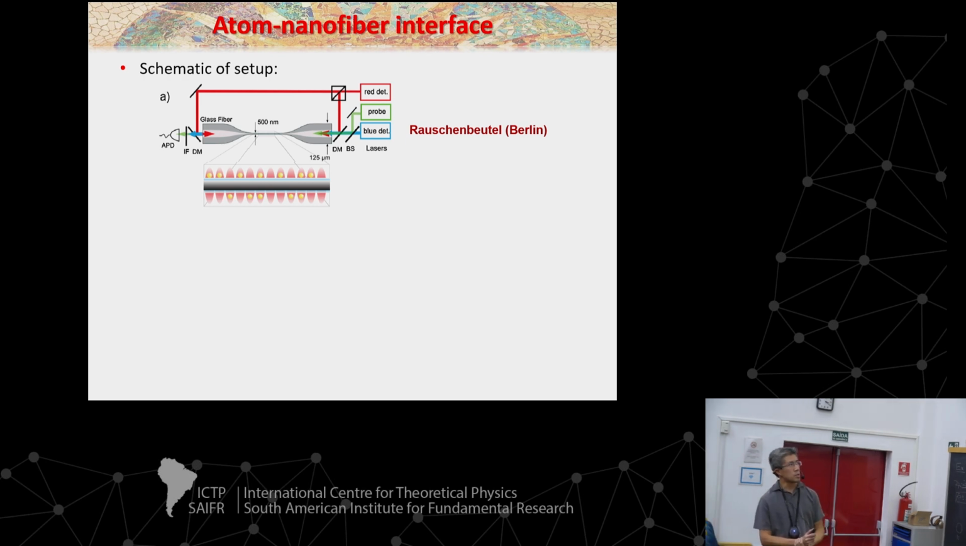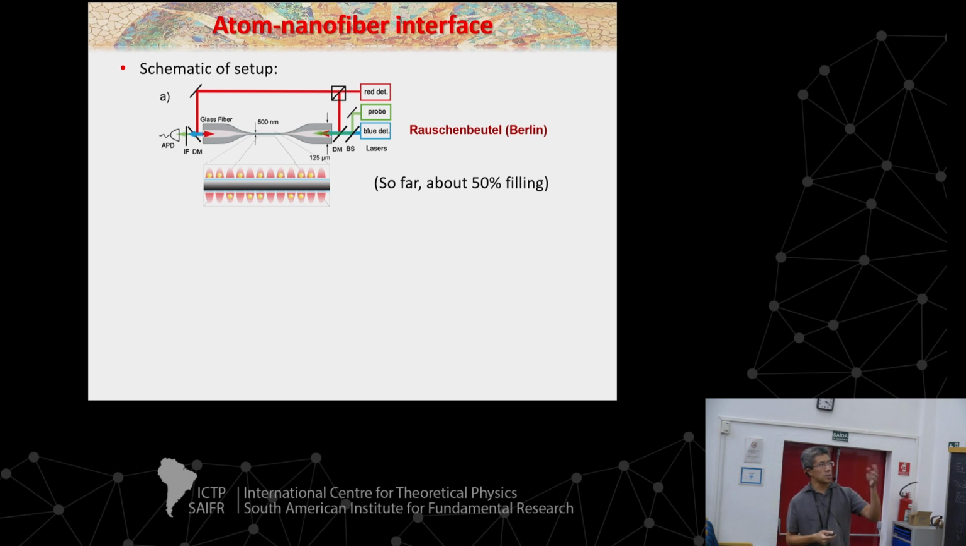So I already introduced the nanofiber setup. Again, you can start with a normal glass fiber and pull it until the center becomes very thin, just a few hundred nanometers in diameter. Then you can use the guided modes themselves to form an optical lattice to trap atoms. And then shine resonant light, and the resonant light would also couple to the atoms relatively efficiently.